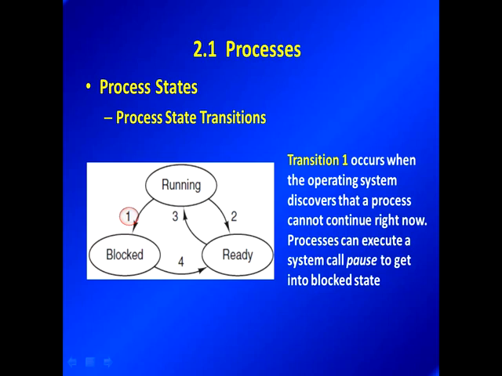So this transition one occurs only when the operating system discovers that a process cannot continue right now. The process can execute a system call pause to get into the blocked state. If this process in the CPU cannot keep executing any more instructions, it needs to be moved out from the CPU. Then its state will switch from running to blocked.